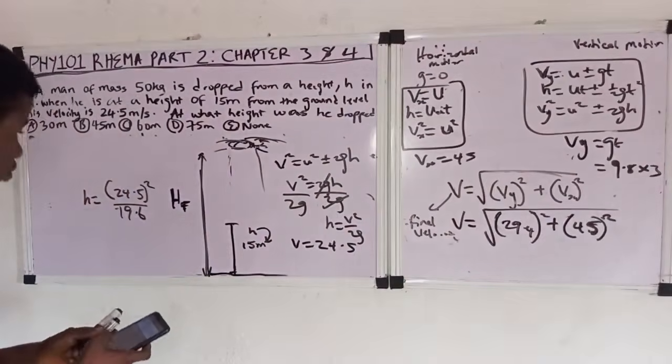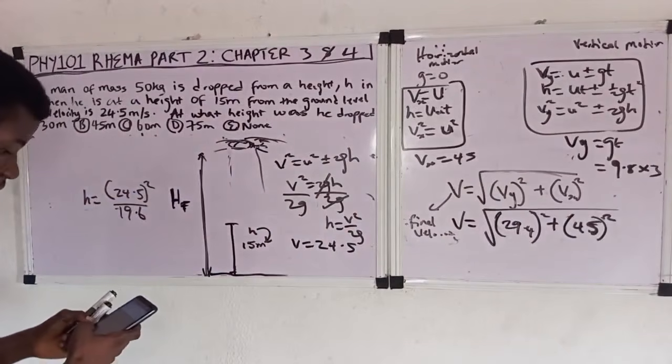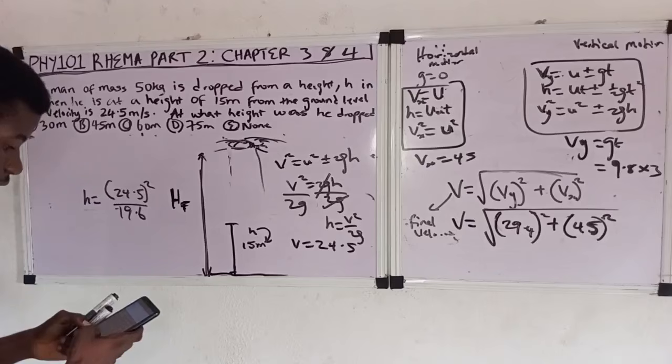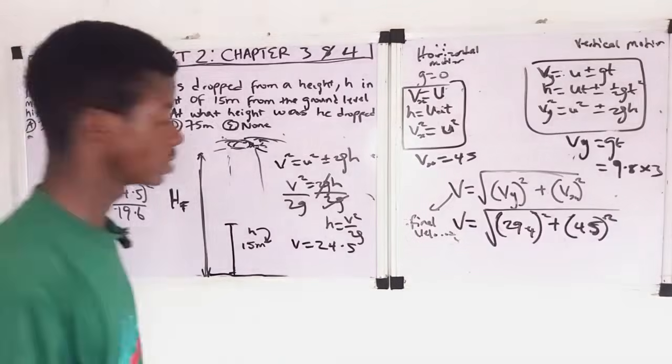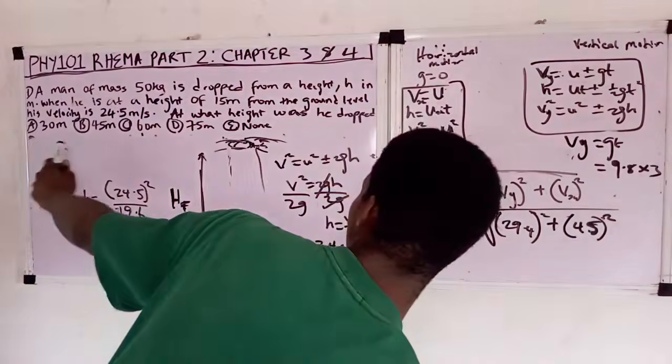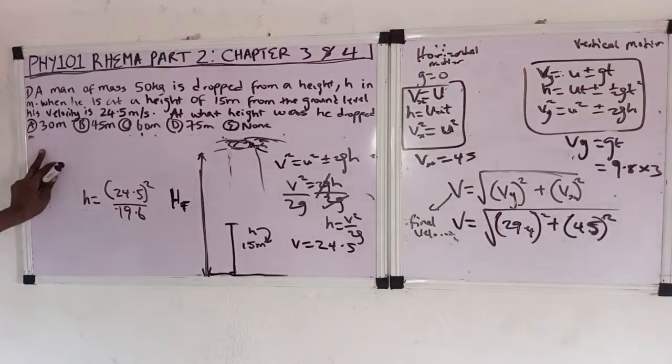So bracket open, 24.5, bracket close, all squared, divided by 19.6. If we do it, we have 30.625. So the best option here is what? I think it's 30, right?